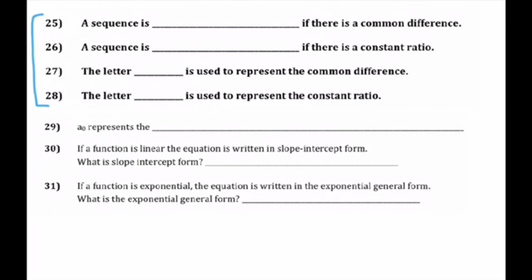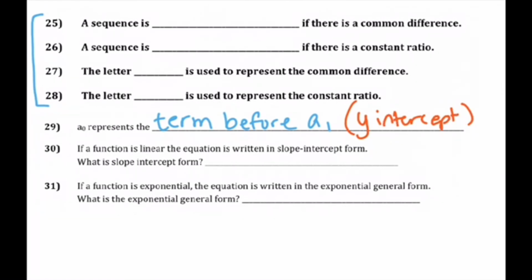So 29, a sub 0 represents the term before a sub 1. So the term before a sub 1 is a sub 0. Okay, yes? Isn't it also the y-intercept? Ooh, you guys are so quick to catch on to this stuff. It's also the y-intercept, and that's why it's important. That's why we care about that a sub 0, because it is the y-intercept. And we'll talk more about that as we move on.